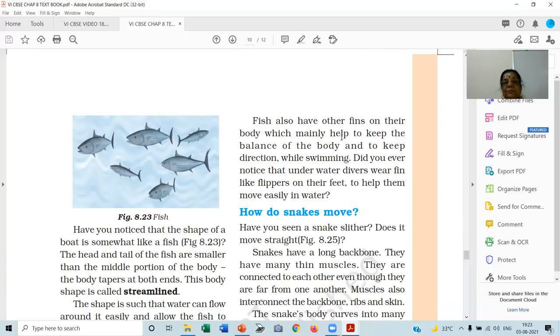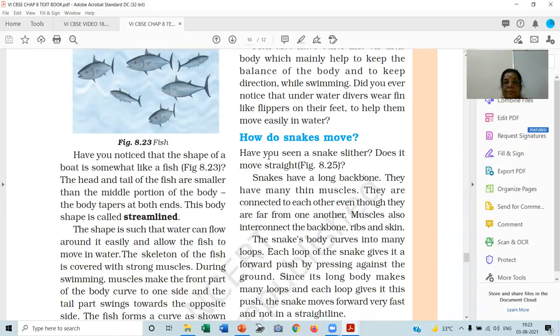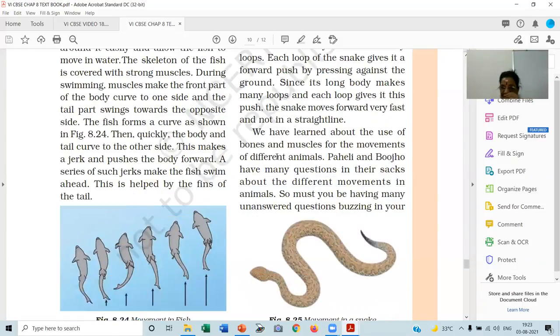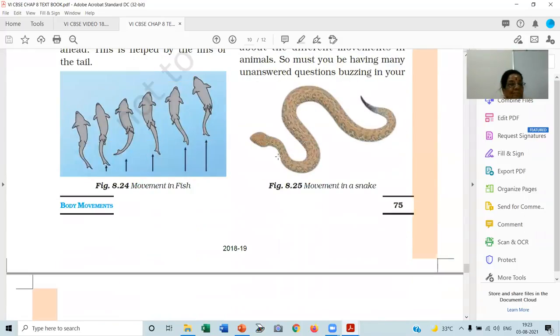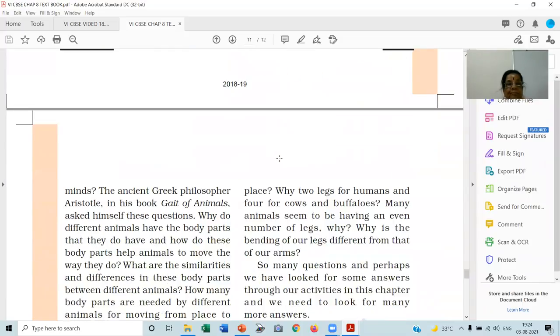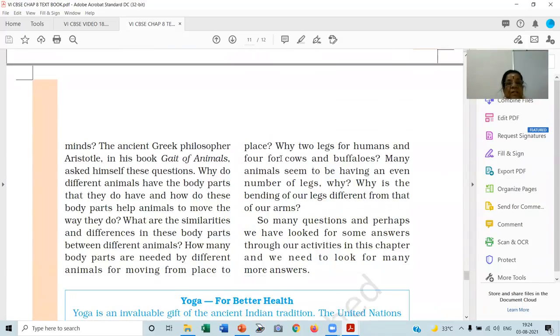Fish also have other fins on their body which help to keep the balance of the body and to keep direction while swimming. I hope you are listening. So, snakes have a slithering movement. And this is gait of animals.